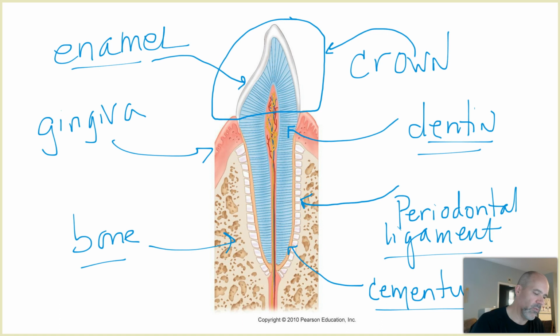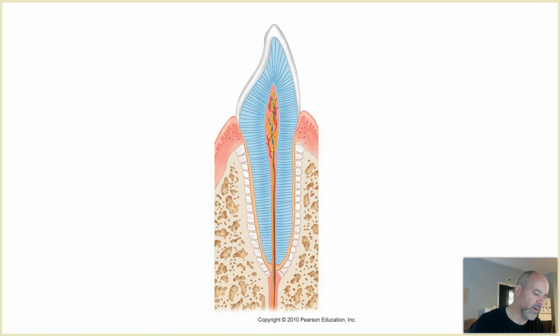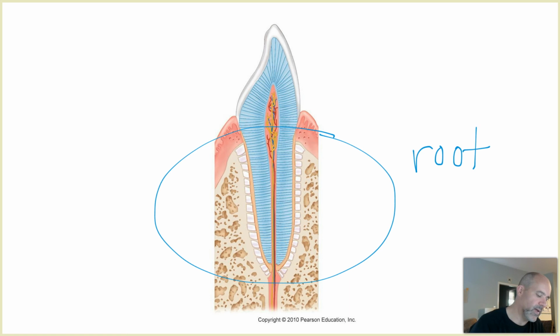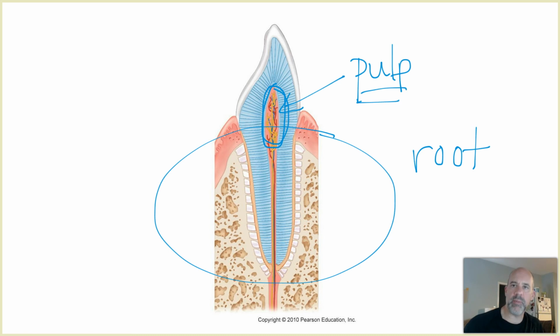Let me erase some of this because it's getting a little busy here on the slide. All of this portion of the tooth is called the root. In the central part of the tooth, that's called the pulp. The pulp of the tooth contains blood vessels and nerves, as you can see there. That's why dental work tends to be painful at times.